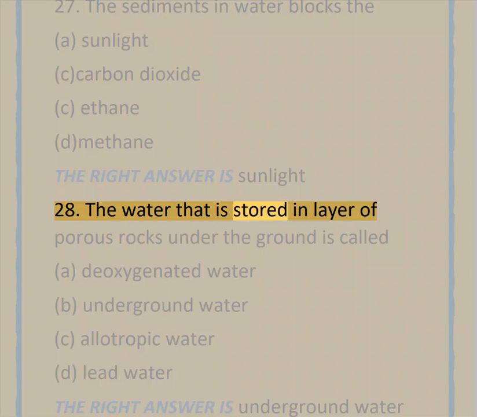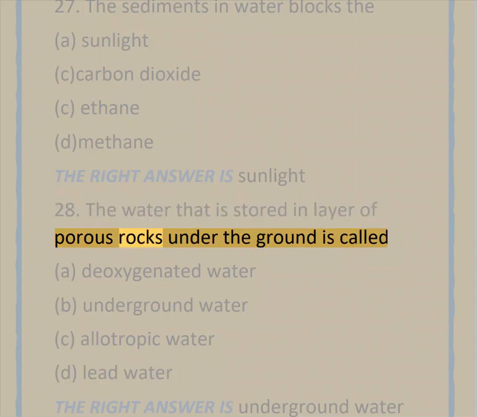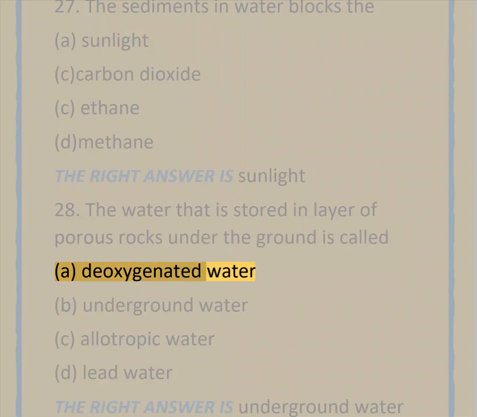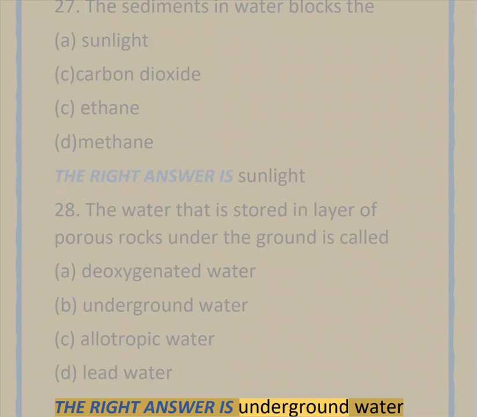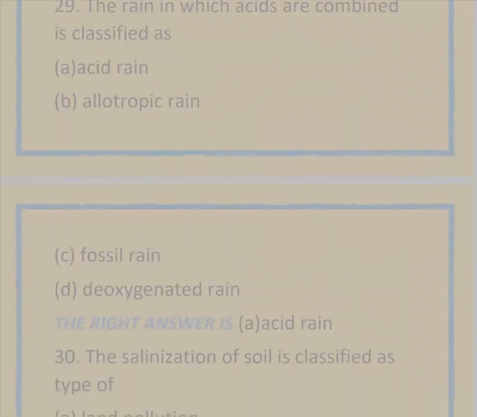28. The water that is stored in layers of porous rocks under the ground is called A. Deoxygenated water, B. Underground water, C. Allotropic water, D. Lead water. The right answer is underground water.